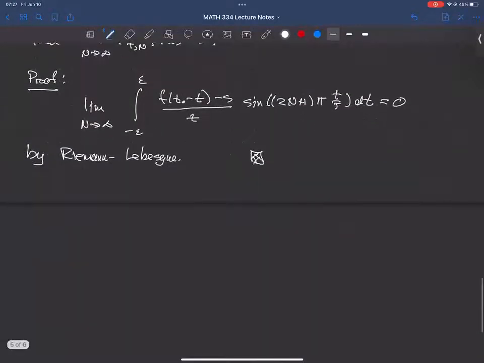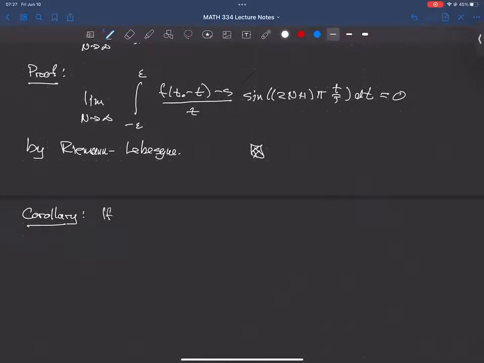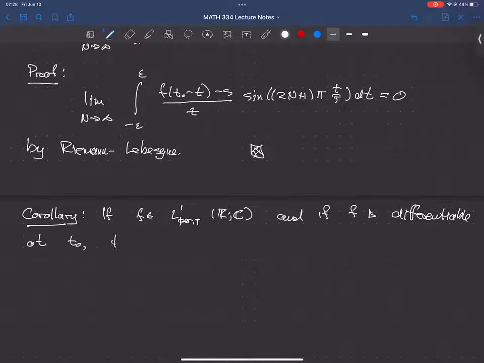And so Dini's test has a simple and very useful corollary. It says that if F is in L1 periodic, and if F is differentiable at T naught, then the Fourier series at T naught converges pointwise, and moreover, it converges to F. So the limit as n goes to infinity of the partial sums of the Fourier series converges at T naught to F at T naught. Okay, so that's nice.